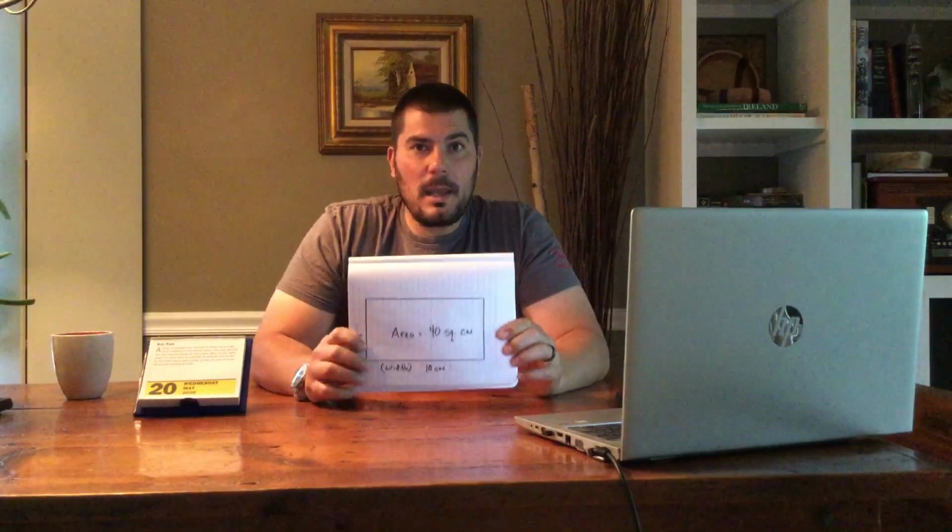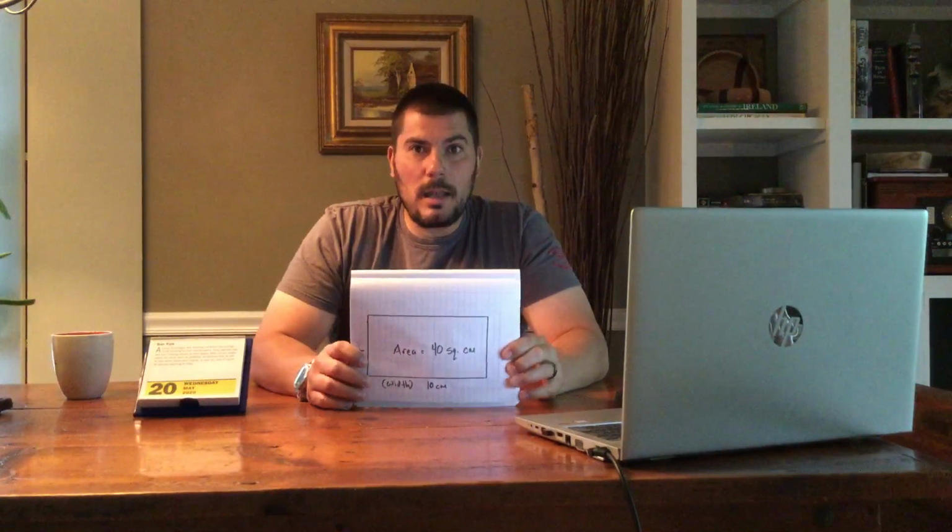Lesson 28, we're dealing with word problems and perimeter. I still want to deal with area. Our first question, how does knowing the area and the width help you find the length of a rectangle? Well, here, if we know that the area is 40 square centimeters, and the width is 10 centimeters, how would we know what the length is?